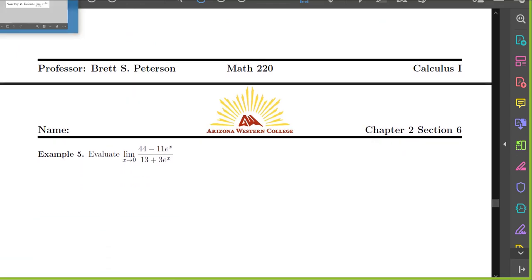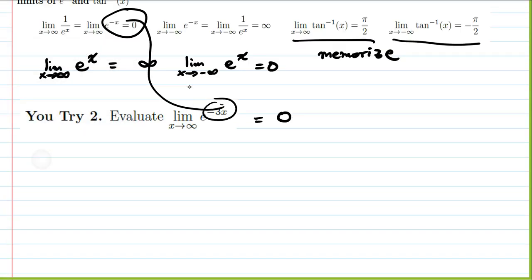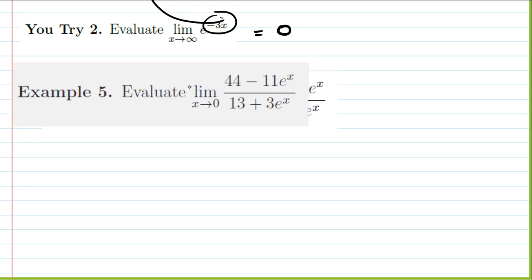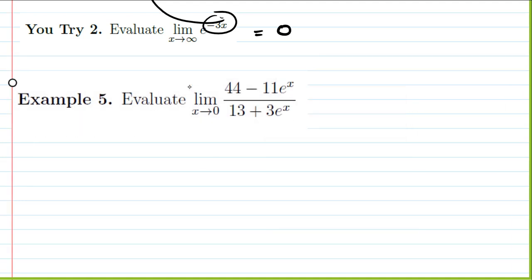Try example number 5. So this one looks like a combination of some stuff you just did and the problems we were working on previously, right? So sometimes we can apply the same technique that we did for the other ones. But instead of factoring out an x this time, what does your intuition say we should factor out? e to the x, right? And I have a typo in this problem. This should not be 0. That should be infinity. So make sure on example 5 you change that 0 to positive infinity.